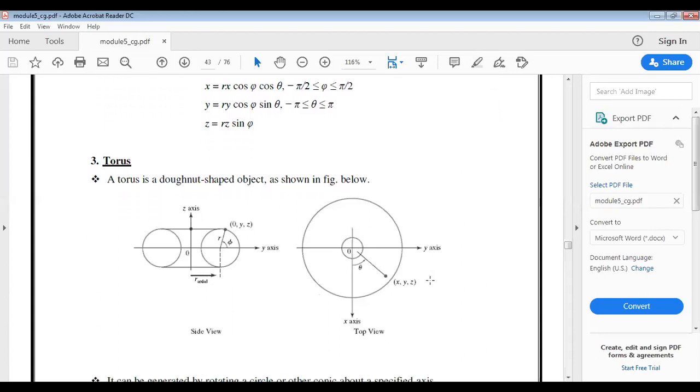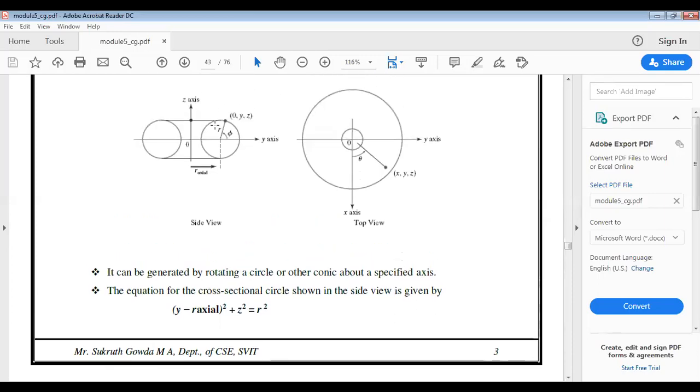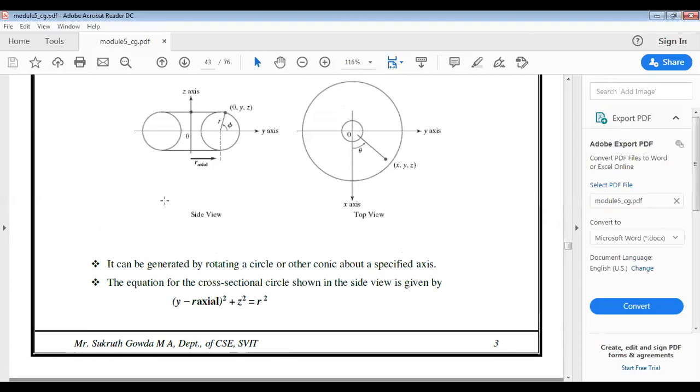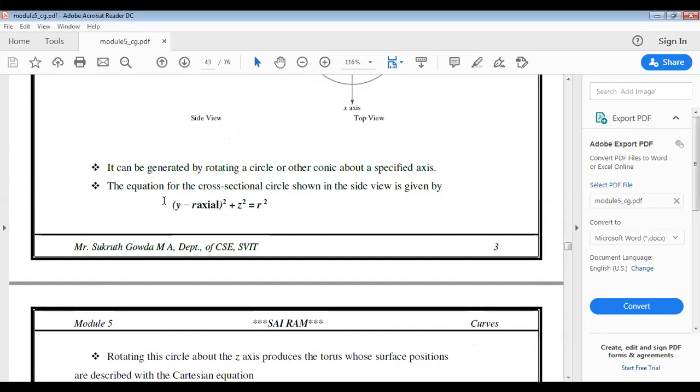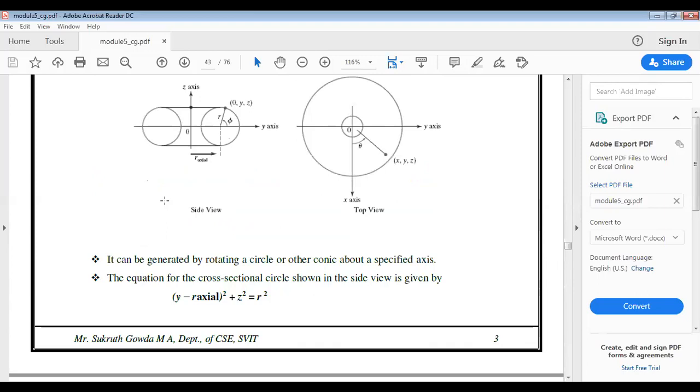What is the equation for my torus? It is z square plus (y minus r axis) square. So r axis square in the sense this one. r axis square plus z square is equal to r square. That is the simple representation of a torus, that is, the donut shaped one.